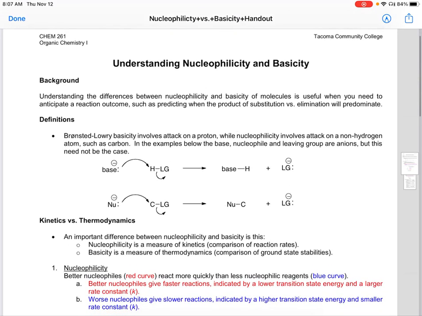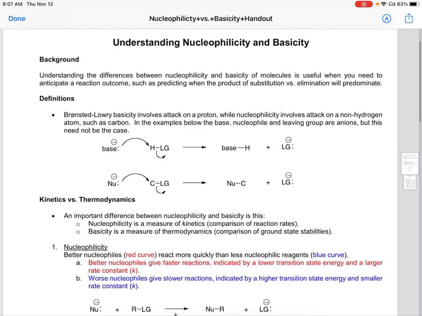So far we've been talking about nucleophiles, and we've said that they're essentially bases because they have a lone pair to donate. However, nucleophiles and bases do have some differences, so let's go over those. The reason we want to understand the difference between nucleophiles and bases is because this will help us in the future determine whether a reaction will undergo substitution or elimination.